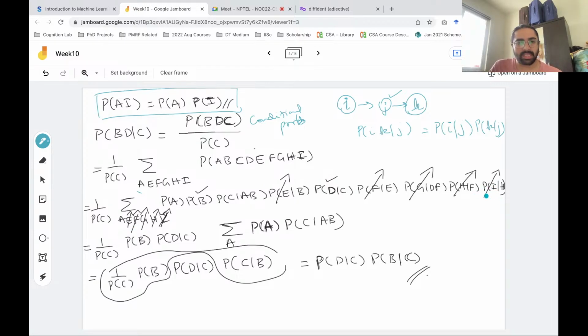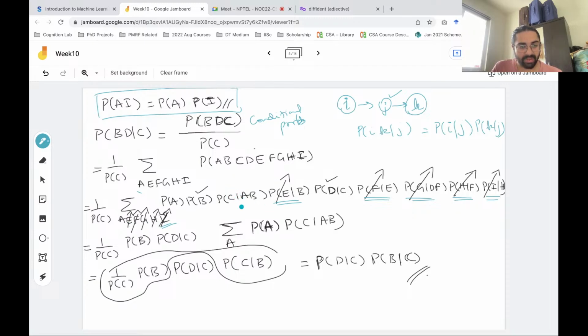So you will have summation over I. You will have p of I given h, which gives me 1. Again p of h given f, you will get 1. P of g given d, f, you will get 1. And p of f given e, you will get 1. P of e given b, you will get 1, and so on.